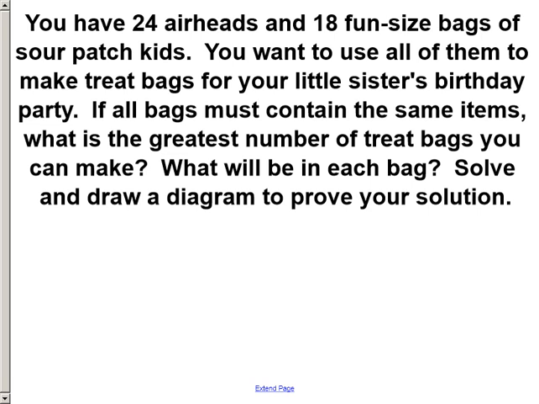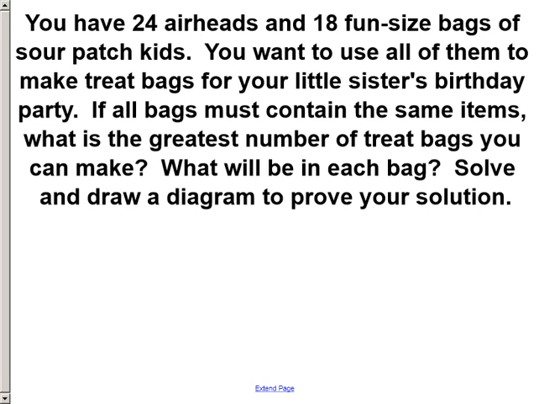So for example, if there were three Sour Patches in a bag, then all the bags should have 3 Sour Patches. If there were 9 Airheads in a bag, then all of the bags should have 9 Airheads. So the question is, if we want all of our bags to be the same and we want to use all of our Airheads and all of our Sour Patch and have nothing left over, then what is the greatest number of treat bags you can make?